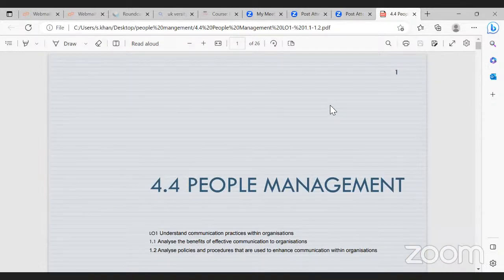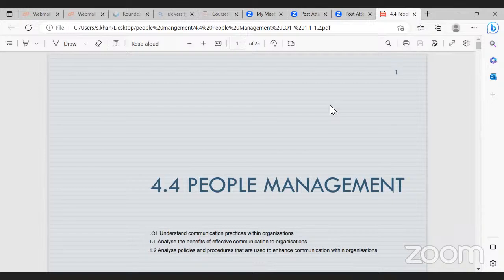So, good morning, everyone. Today's session is, my name's Shazia Khan, and I'm the tutor for teaching this session today, which is on 4.4 on people management. We're looking at learning outcome 1 today, which is to understand the communication practices within organisations. We're looking at 1.1, which is to analyse the benefits of effective communication to organisation.